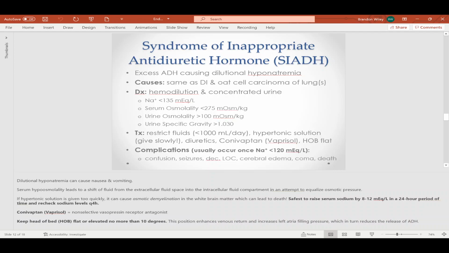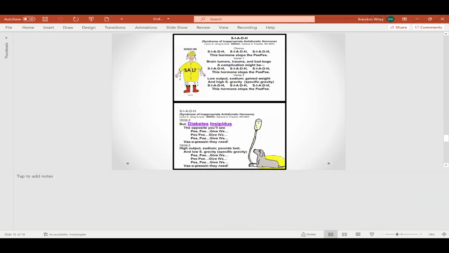All right, and then completely swap it. SIADH, so SI, increased ADH. So you're going to have too much ADH, so you're going to be retaining fluid. Yep, so these patients are going to present overloaded. And what's our treatment going to be for these patients? Fluid restriction. Give them salt. Yeah, give them salt. Yep.